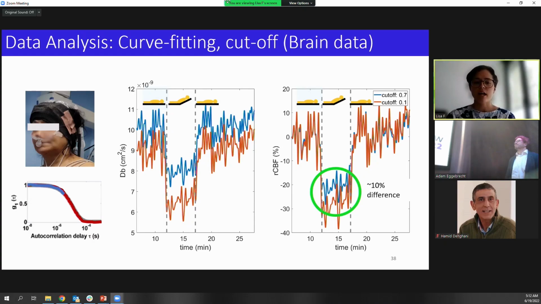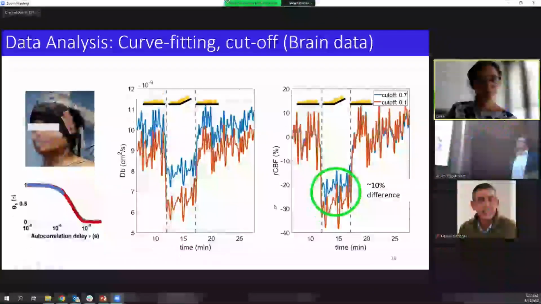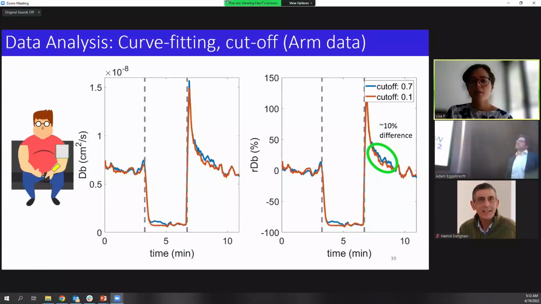You can see how the absolute values are different, both how the blue and the red lines are different from each other on the left-hand side, and also how the relative cerebral blood flow changes relative to this baseline position also change depending on how you decide to fit the curves. Again, the same principles apply in the arm as well, since it's also a layered medium.